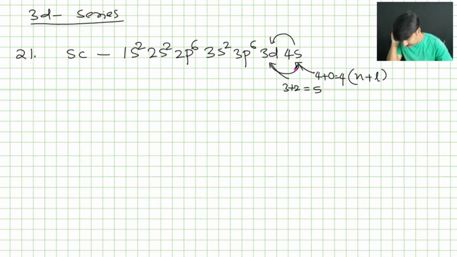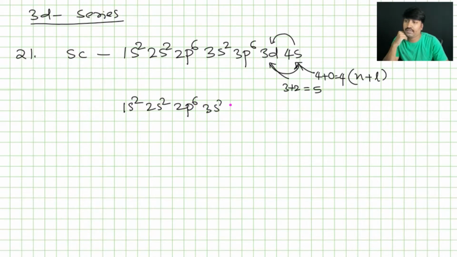So now the electronic configuration gets changed. Let me write once again: 1s2, 2s2, 2p6, 3s2, 3p6, 4s, and then 3d. Now the electrons fill up at the 4s first. That is 2. Remaining electrons we have to write here. So that is how many electrons?